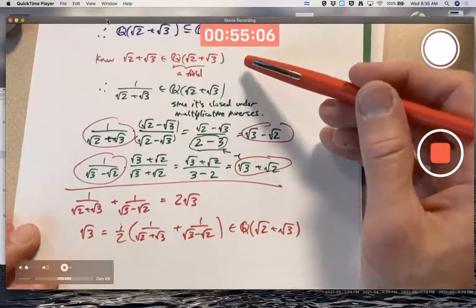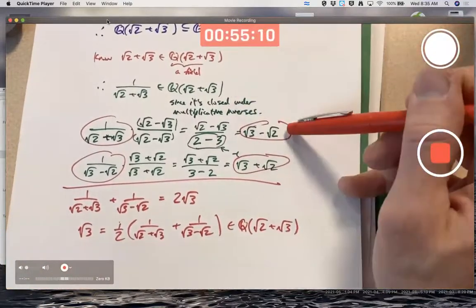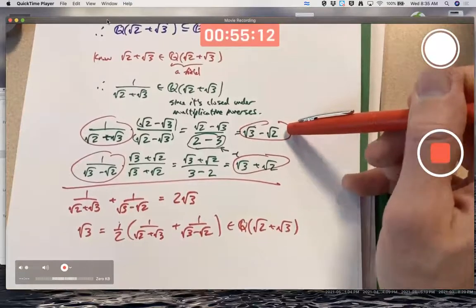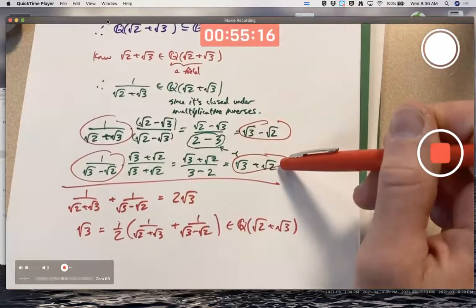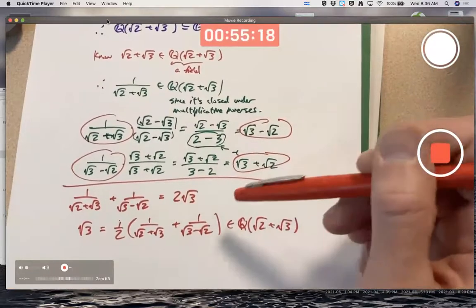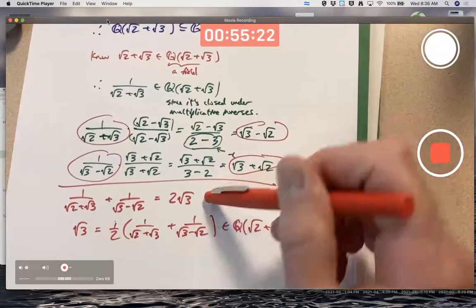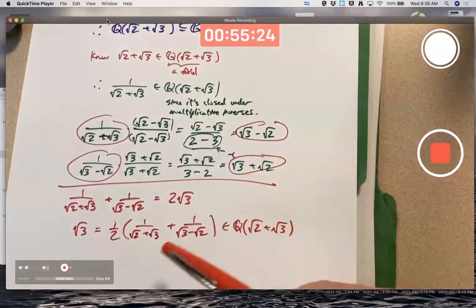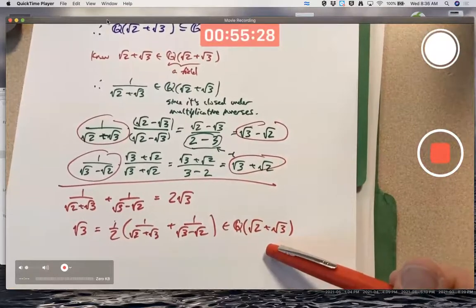Root 2 plus root 3 is in the field. Therefore, its reciprocal is in the field. Therefore, this is in the field. Therefore, its reciprocal is in the field, and it equals this. Field is closed under addition. If I add these two things, it's also in the field. 2 root 3 is in the field. If I multiply by 1/2, it's still in the field because 1/2 is in the field as well. Closure, closure, closure, closure. A bunch of closures is what I'm doing here.